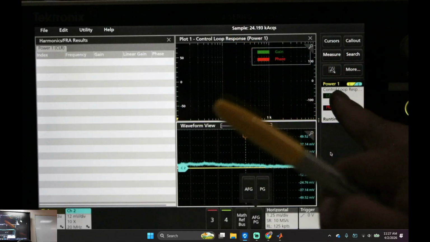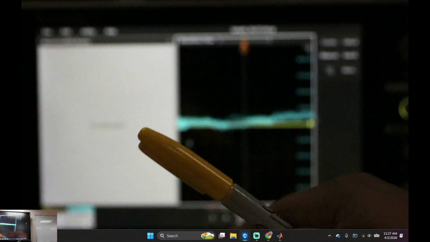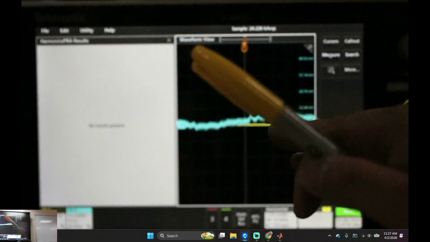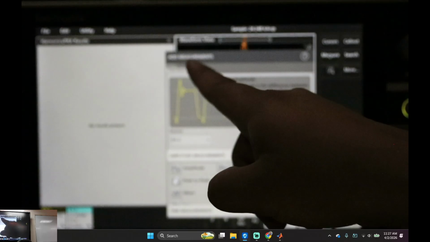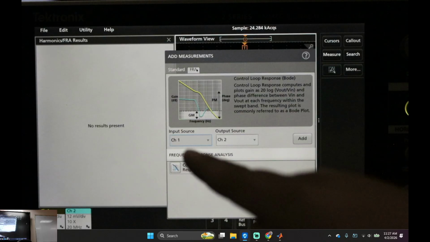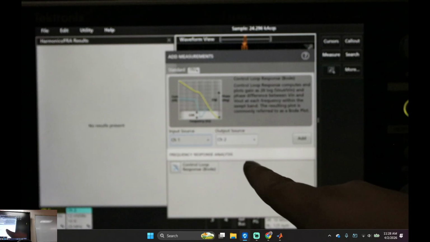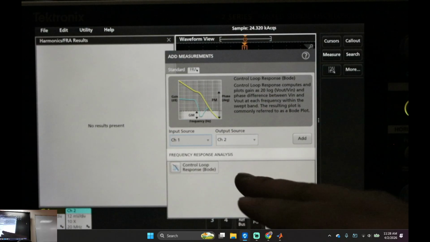But if I go to measure, let me just delete this. Okay, so measure right here. I have this cool little tab because I paid for it. FRA stands for frequency response analysis. My input is channel 1, my output is channel 2. Okay, control loop response, Bode plot. Bode.